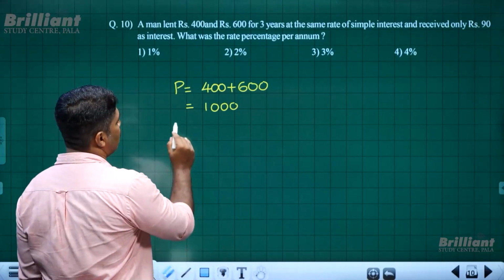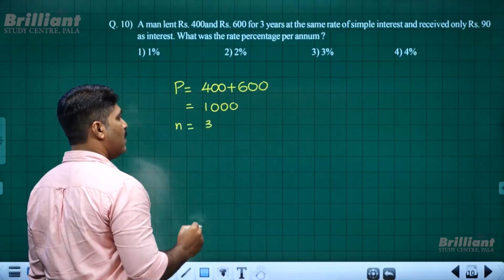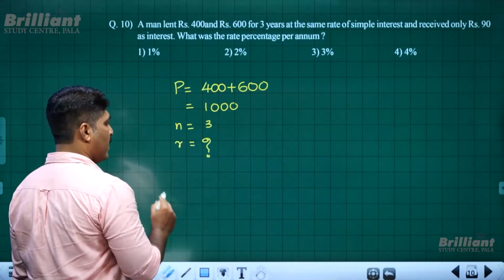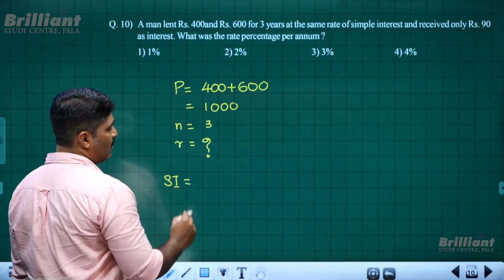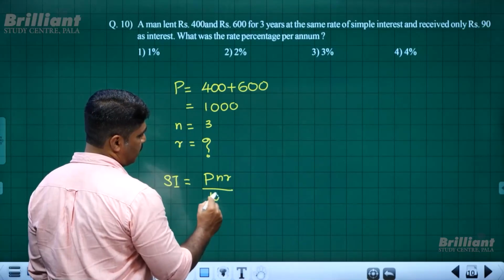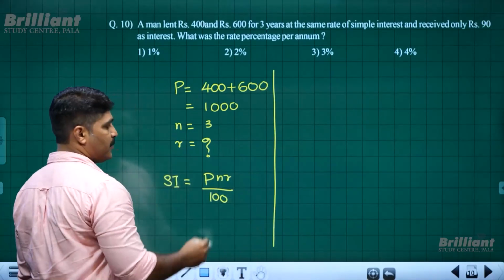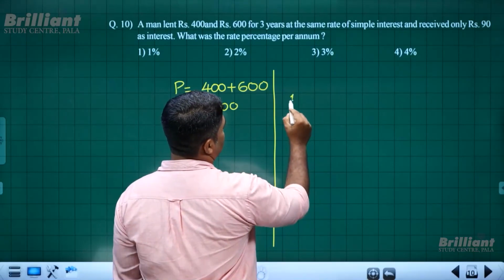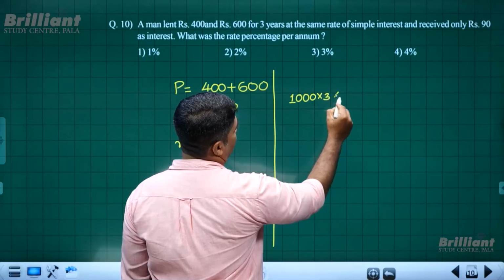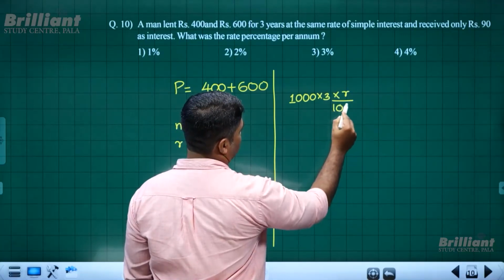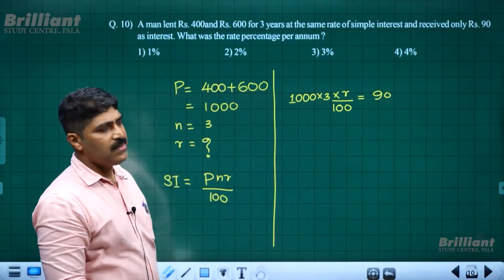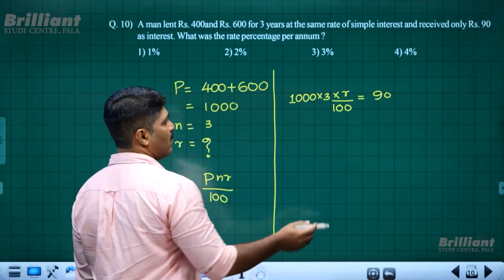Then the number of years is 3 years. We are going to find out the rate of interest. And we know that simple interest is PNR by 100. So we are applying this result, PNR by 100. So this is 1000 into 3 into R by 100, which is equal to rupees 90. Then what is the value of R? That's a simple approach here.